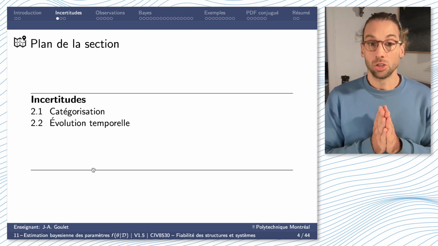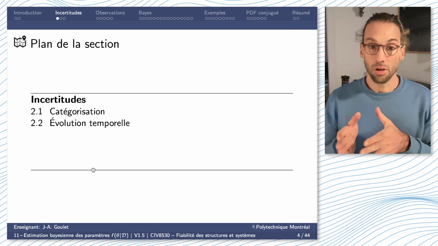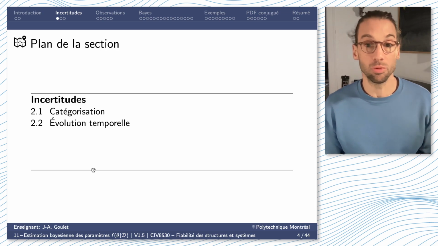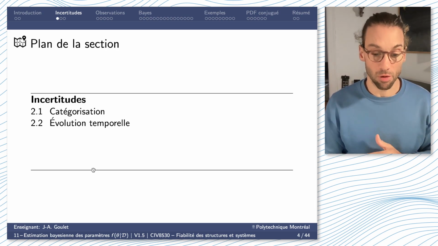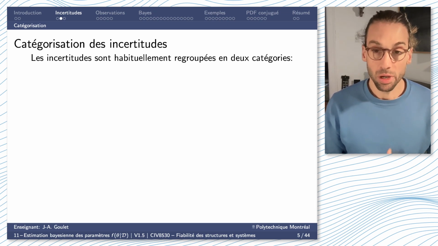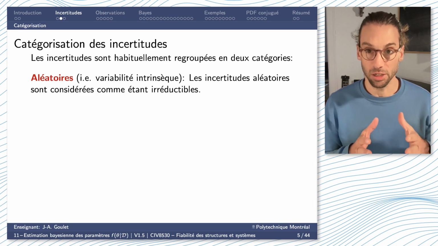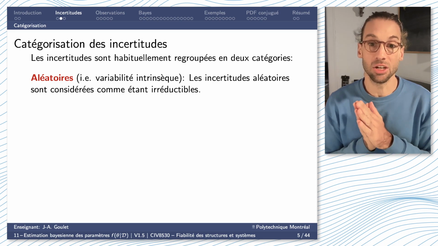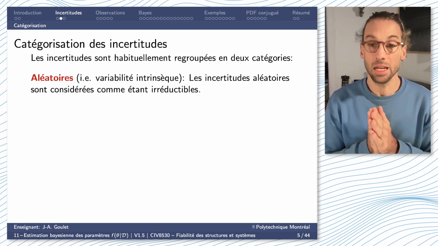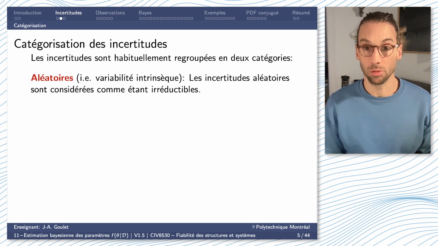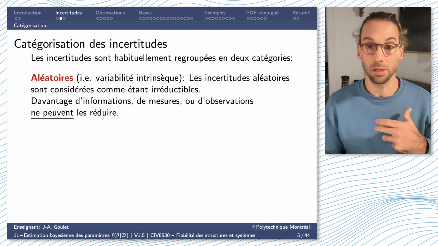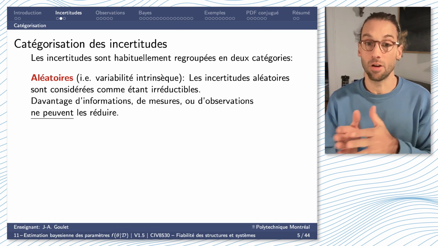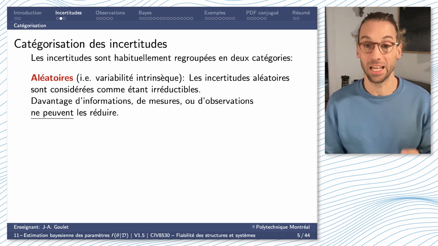If we start with uncertainties, what are the categories of uncertainties, and how do they influence the configuration of our reliability problem? We can have two main categories of uncertainty. The first one is aleatory. It represents intrinsic uncertainty, and it's considered irreducible. What it means is that if you collect more observations, you cannot reduce this type of uncertainty. This is really what characterizes aleatory uncertainty.